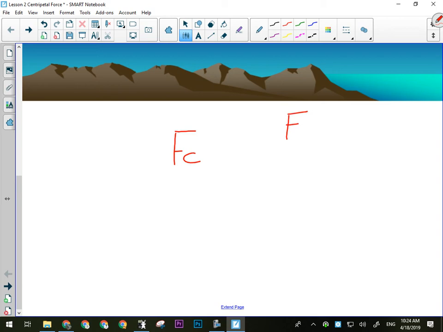Now, in the last unit, we calculated F net by going m times a, or by the vector sum of all forces. In this unit, similar, except now it won't be acceleration in general, it'll be centripetal acceleration. And the formula for this is v squared over r. So in this unit, F net equals m v squared over r. That'll be the formula that you use as often as you used m times a in the last unit. Okay, that is our net force formula for something moving in a circle.